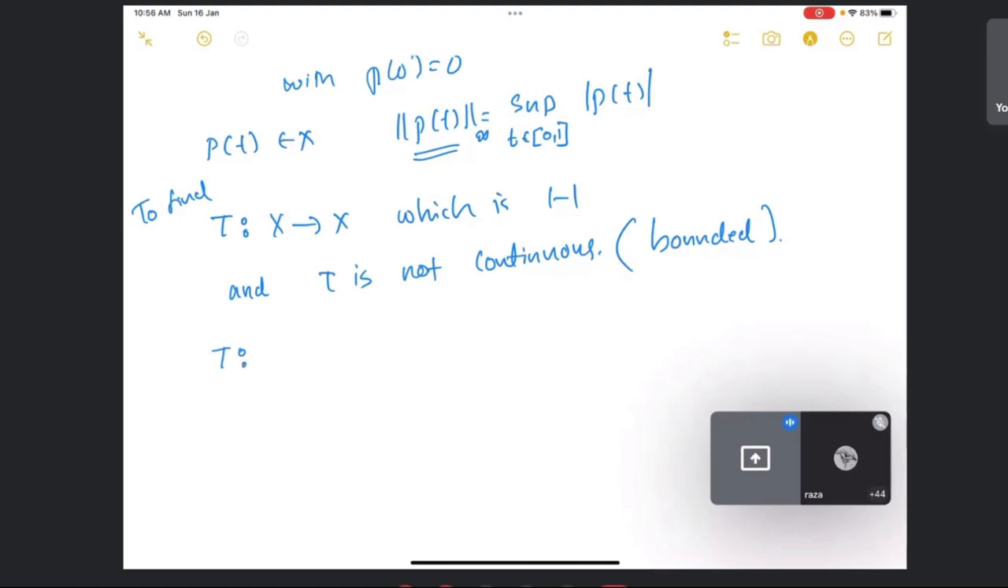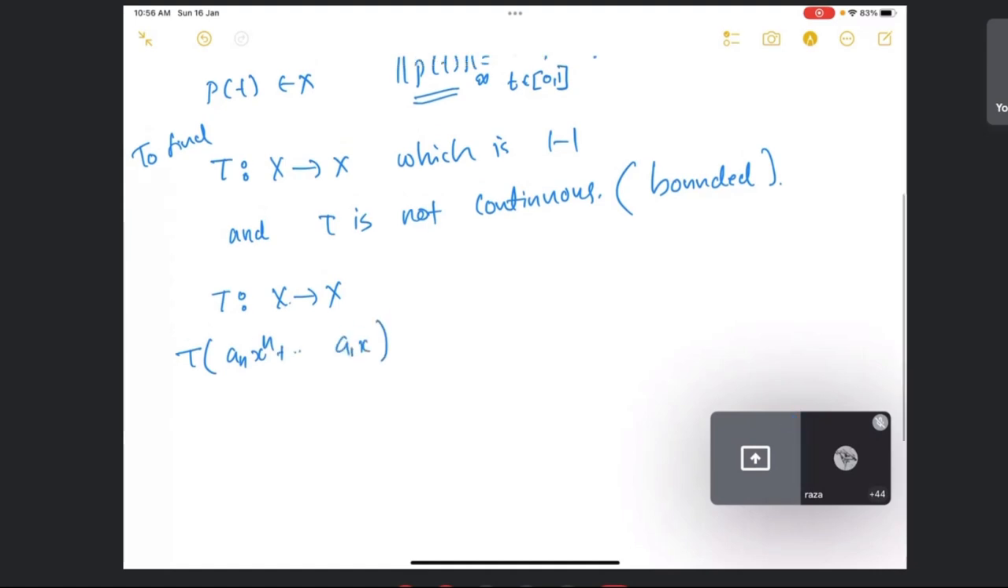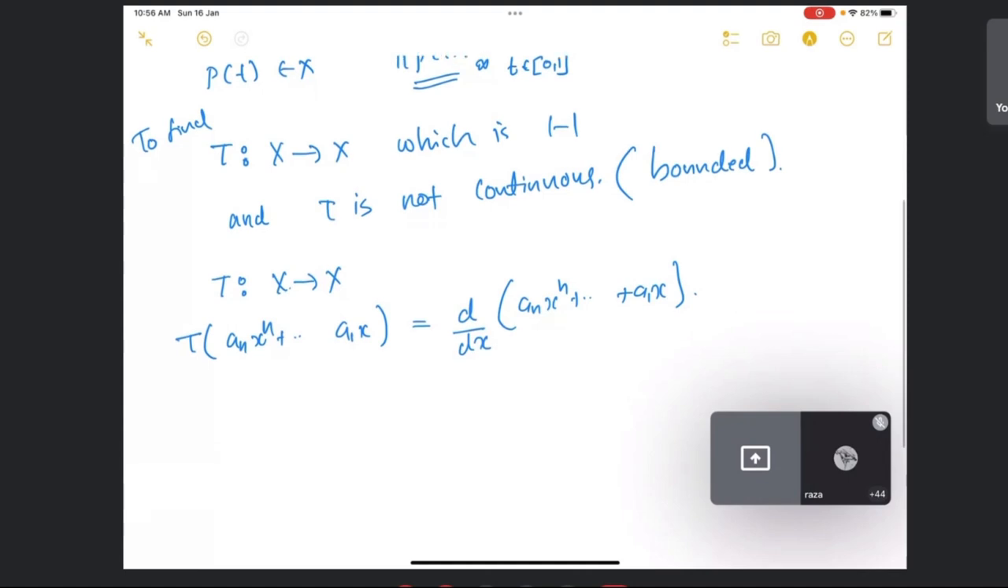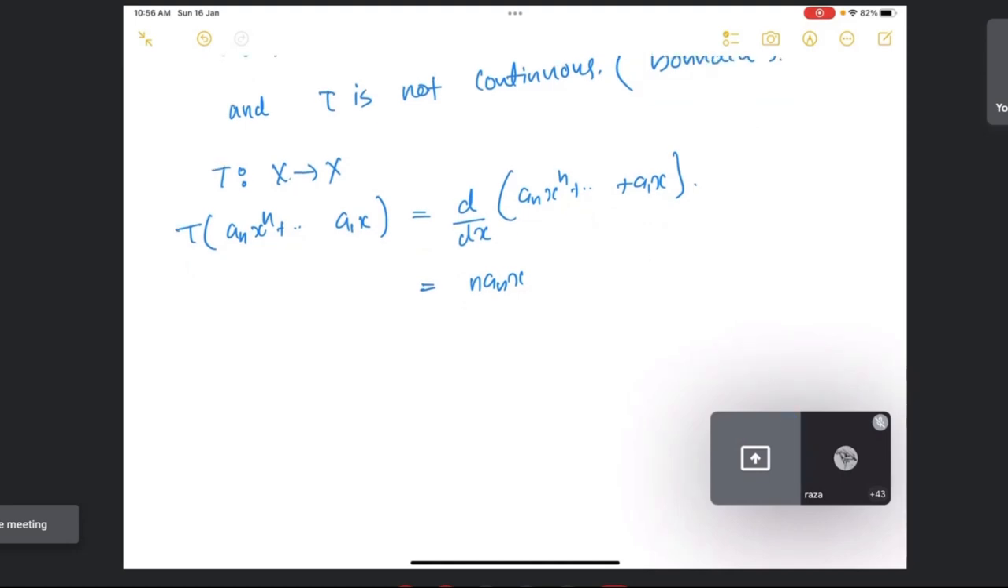So you have T from X to X, and T of a polynomial p, which I can write as a_n x^n plus etc. plus a_1 x, is nothing but d/dx of a_n x^n plus etc. plus a_1 x. So this will be n a_n x^(n-1) plus etc. plus a_1.